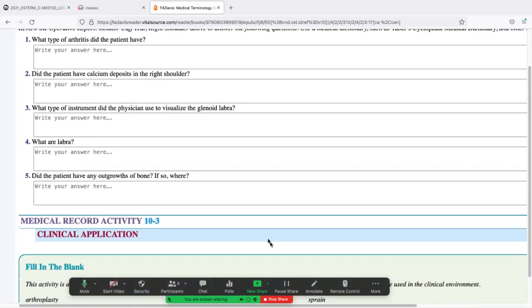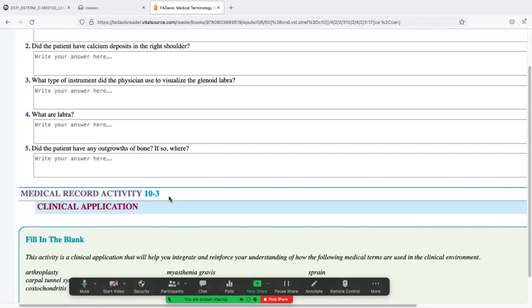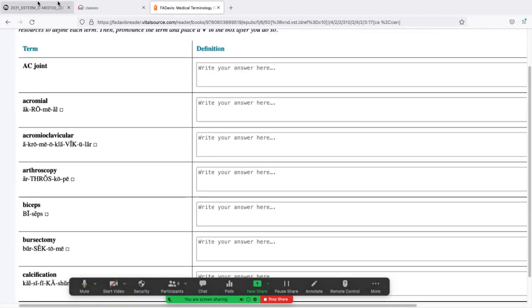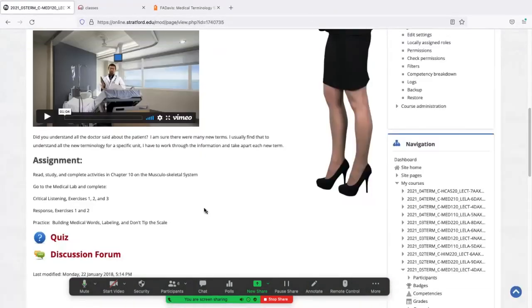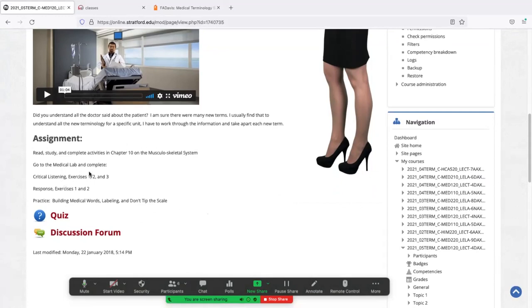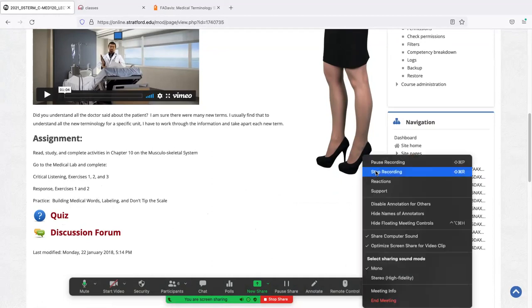Now, with that being said, I think we're at the end of this chapter. This is a good thing. So review what's due next week. Medical language lab, critical listening exercises 1, 2, and 3. Response exercises 1 and 2. Do not do practice unless you want to have some extra practice. Do your quiz, and of course, create a quiz using those 2 cases, and you should be good for next week. It's at this portion of the show that I stop recording.